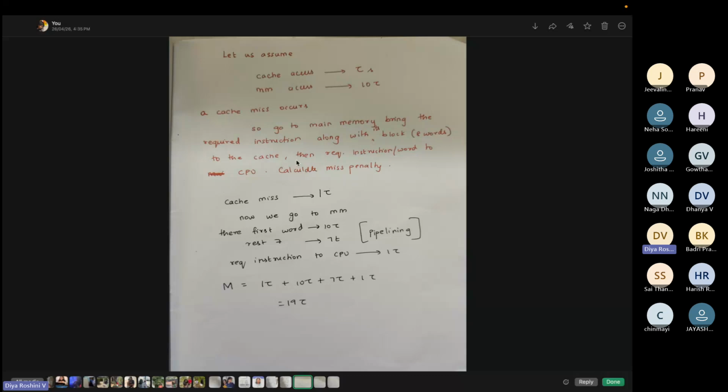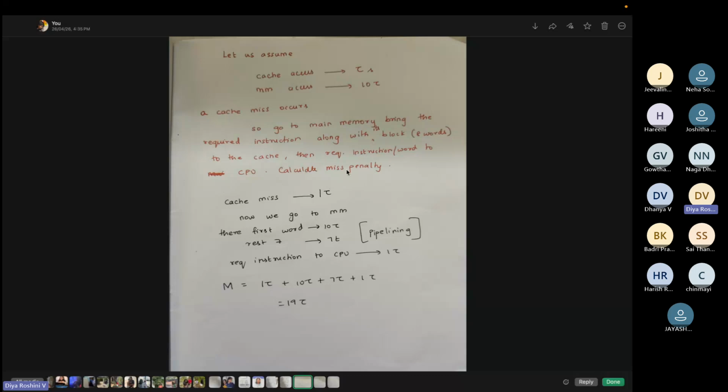That's our question. First we go to the cache. It's a miss, so 1T happens. Then we go to the main memory and we have to bring 8 instructions, not just one. But there is pipelining, so the first word is going to take 10T and the rest of the 7 instructions are going to take only one cycle each, so it's 70. Then after bringing it to the cache, the required instruction has to go to the processor. That will take 1T.